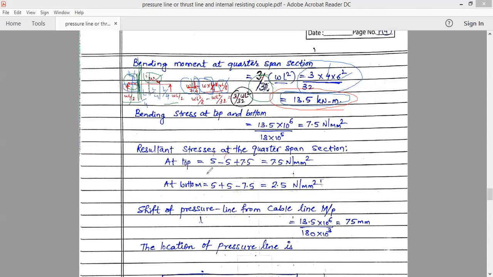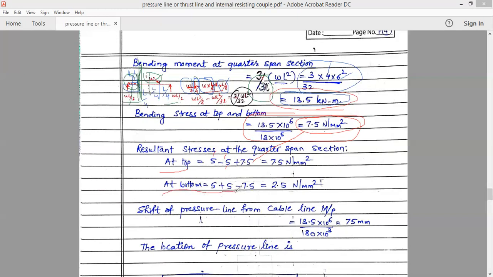So same values we will use. And now considering the stress calculation at the top, so plus 5, minus 5 plus this stress, so it is M by Z. So M by Z, Z is 18.18 into 10 to the power 5. So we have this value as 7.5. So I have written here the same value. It is positive because at the top fibers it is compression. So we have the value here 7.5 Newton per mm square.